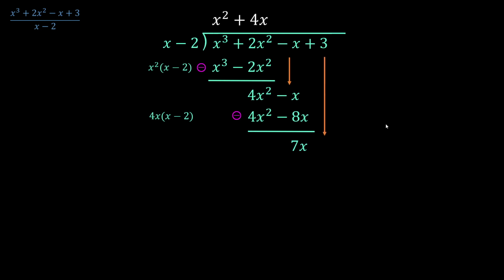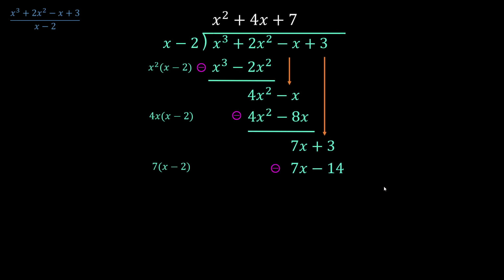What's next? We bring that number down. So let's bring that 3 down here. Once again, what do I need to multiply this x by to get to 7x? I need to multiply it by 7. So write my 7 up here. And then 7 times x take 2. That's what I'm going to write in here. So 7x and negative 14.